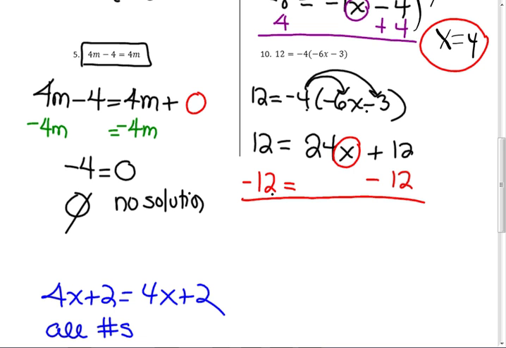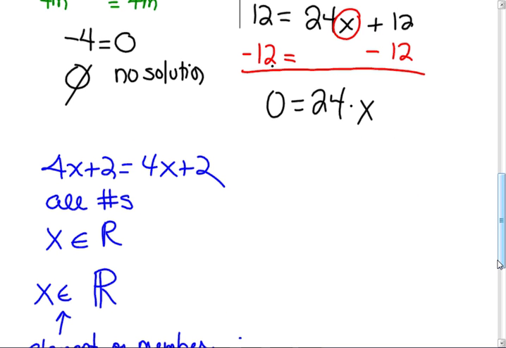What does this give me? 0 equals 24 times some number. I don't want you to divide by 24. I want you to look at that and say, what's the only number that makes that true? Because we are going to come into this theorem again. If I multiply two numbers and the answer is 0, what does one of them have to be? 0. You just learned the zero product property, which we're going to use in our quadratic piece. This is quadratic algebra.